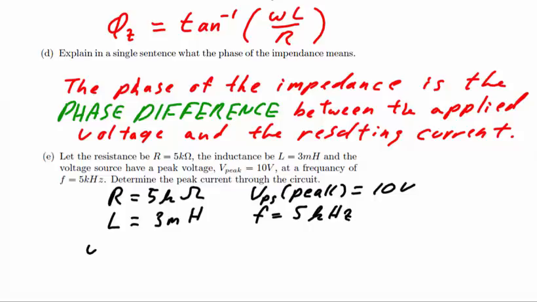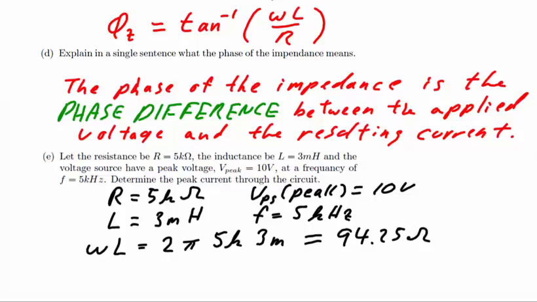However, in order to determine the impedance of the inductor, we have to perform an extra calculation of omega L, where omega is clearly 2 pi times the frequency of 5 kilohertz times the inductance L, which is 3 millihenries. Kilo times milli will cancel out, and so we're left with a very simple calculation, which rounded to 2 decimal places gives us 94.25 ohms.